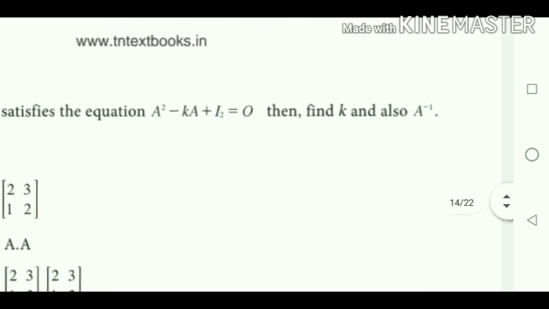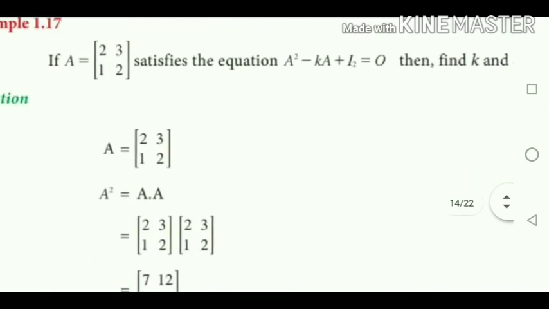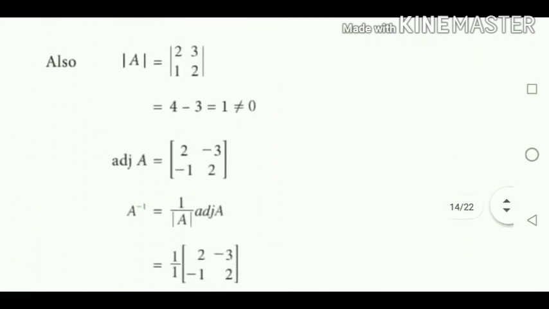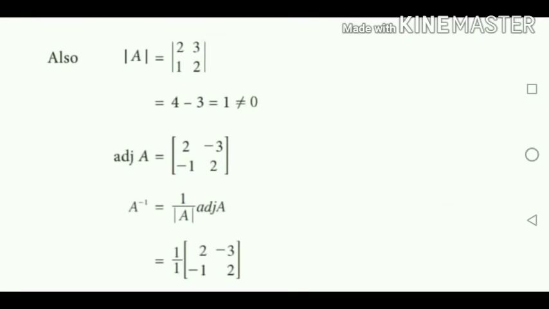But the question is not finished because they are asking to find K and also A inverse. So what are the steps needed to find A inverse? The first step is to find the determinants of A. If it is not equal to 0, then find adjoint of A.